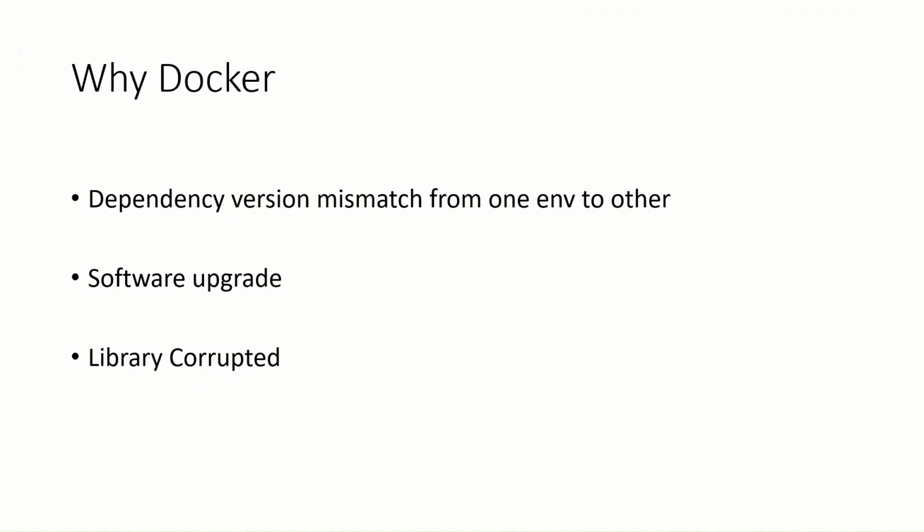Okay, now coming to the next slide, why we are using Docker. So a dependency version mismatch from one environment to another. So let's say when we are not using Docker, how do we generally do the development. So let's say we have a few development environments: dev, QA, and production. So there can be a dependency mismatch between the QA and the dev so that the code won't run.